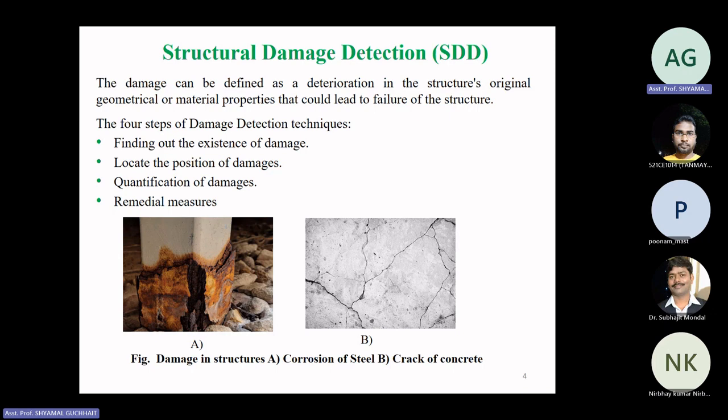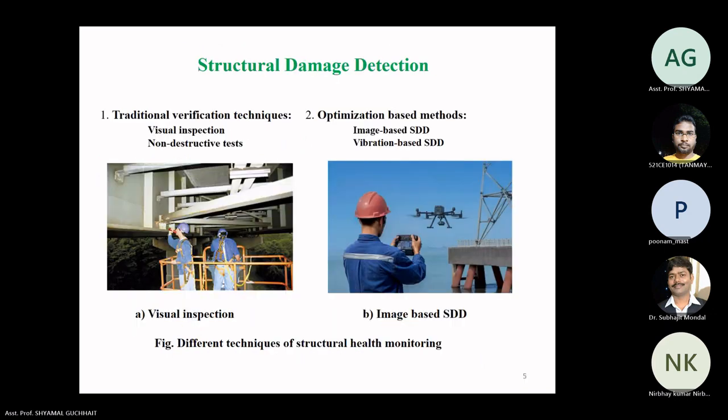Now in this figure, you can see there are 2 kinds of damage. Figure A shows the corrosion in steel structures, and figure B shows the cracks, how cracks develop in concrete. So both figures are related to damage in the structure, either in steel structures or in concrete structures.